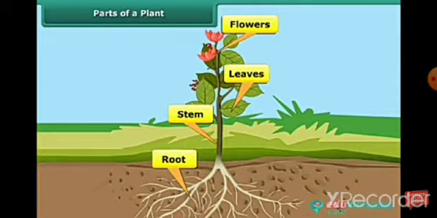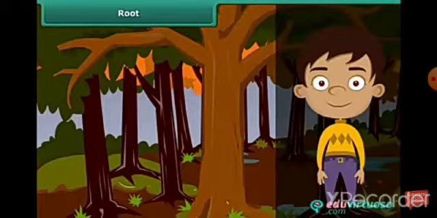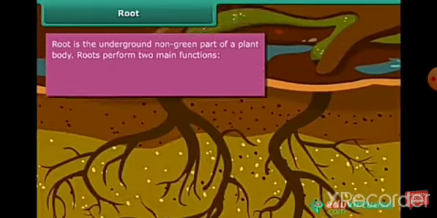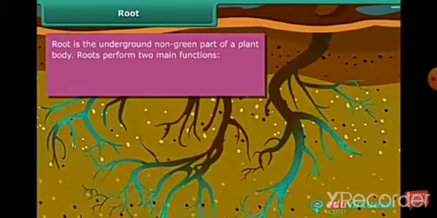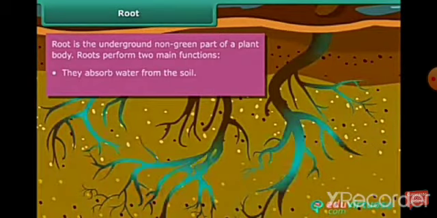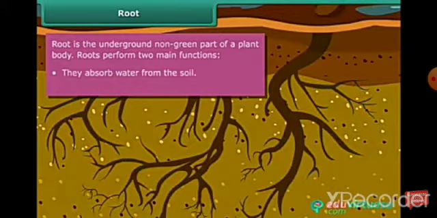Let us look at the roots and stems in greater detail. Let us begin our discussion with plant roots. Root is the underground non-green part of a plant body. Roots absorb water and minerals from the soil, which are crucial for the survival of a plant. They also attach a plant to the soil for its entire life.